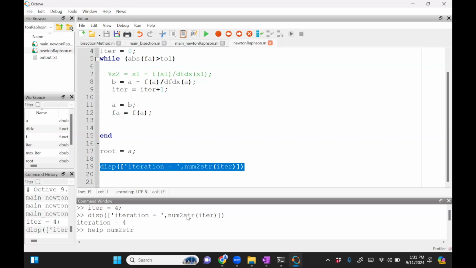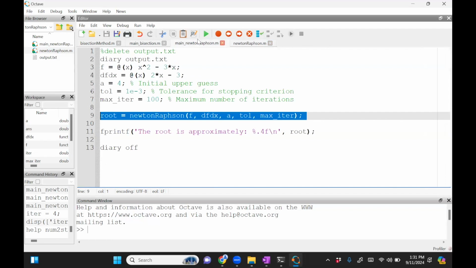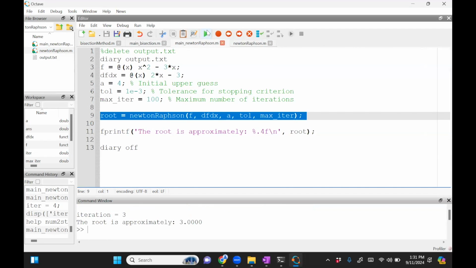Now, I don't know if this will work definitely in MATLAB, but I don't know if the documentation in Octave is good enough to give me the, yeah, it just says go to the internet. But if you go to the internet and search for num2str, it'll tell you. You can also, for that matter, look at MATLAB documentation. They've actually taken many of the MATLAB function names and just use them in Octave. So it's really transferable. Okay, so I think this will work. Let's run this. Okay, so iteration is 3, root is 3.000.